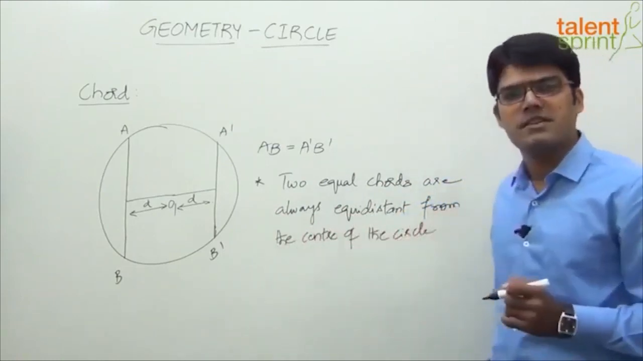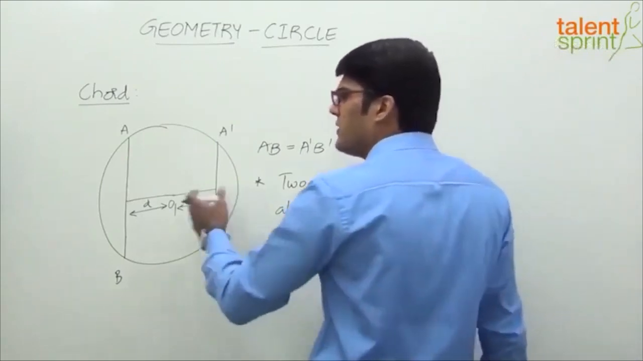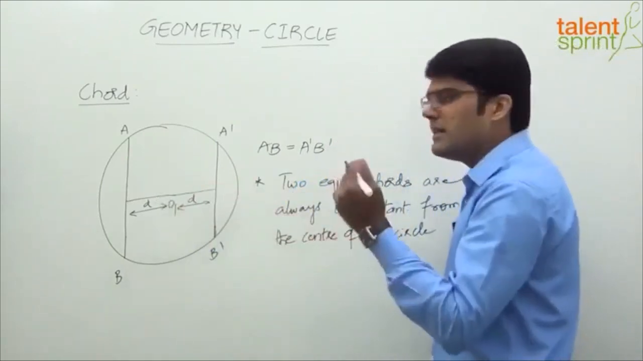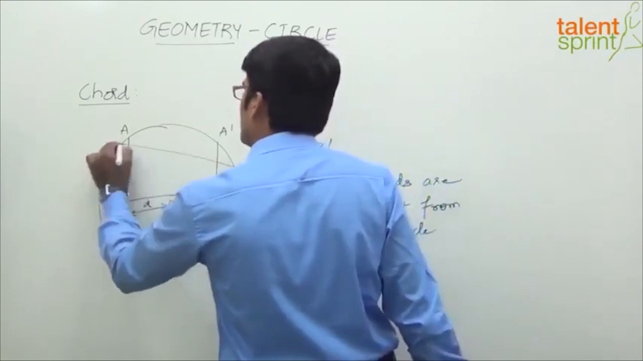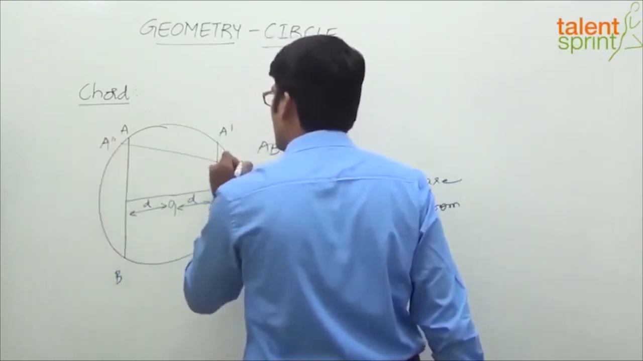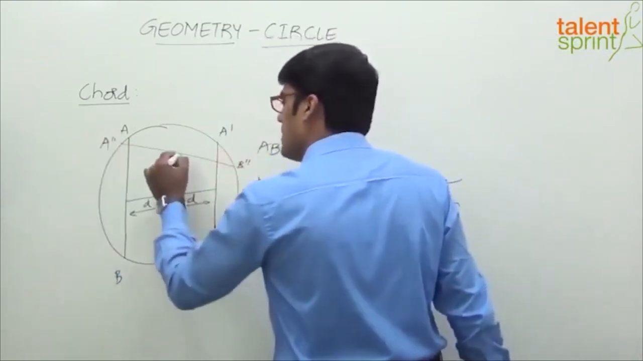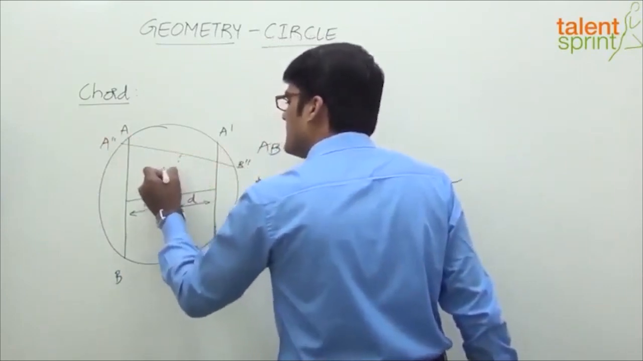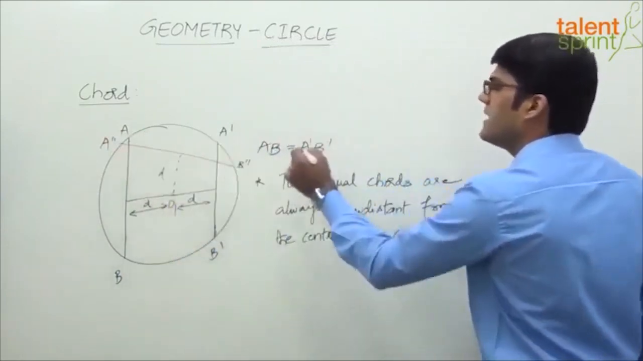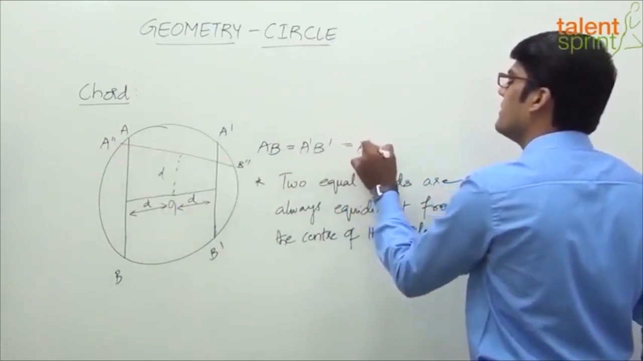Right, are equidistant from the center of the circle. And it need not be parallel chords. The chord can be any way. For example, let's say this is another chord, A double dash, B double dash. So the distance of this chord is also D. If this distance is also D, then we can say AB equals A dash B dash is equal to A double dash B double dash.